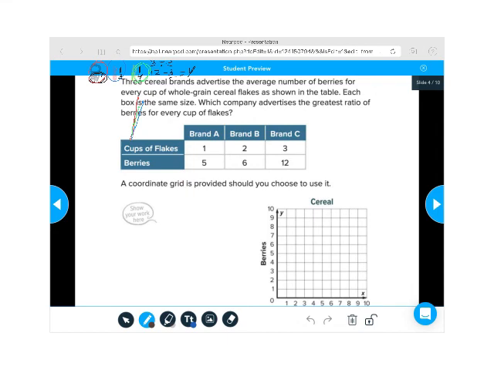So the steepest slope, or the most flakes to berries, is the first one, brand A.